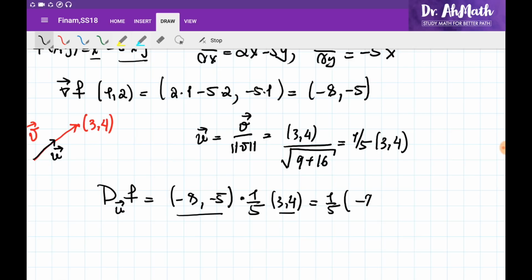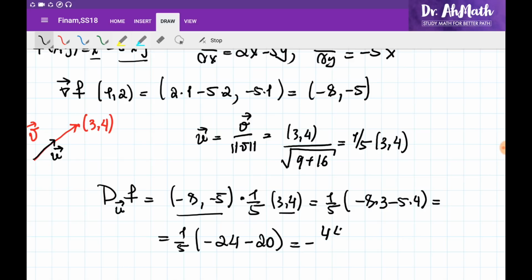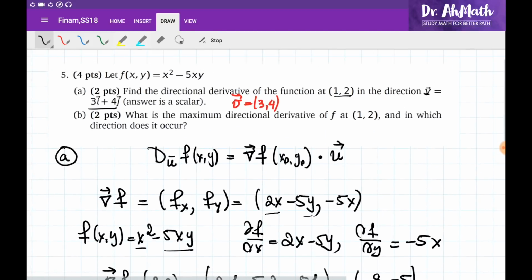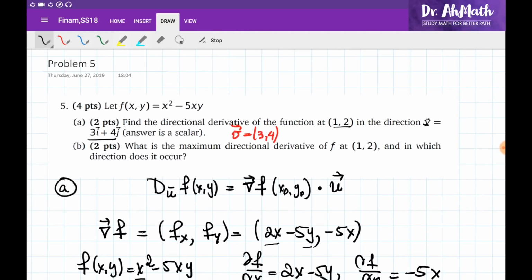It's going to be minus 8 multiplied by 3, minus 5 multiplied by 4. So this is going to be 1 over 5 times (minus 24 minus 20). It's going to be minus 44 divided by 5. So this is the value of the directional derivative. Geometrically, or physically, it means how fast the surface is changing in this direction of the vector v.